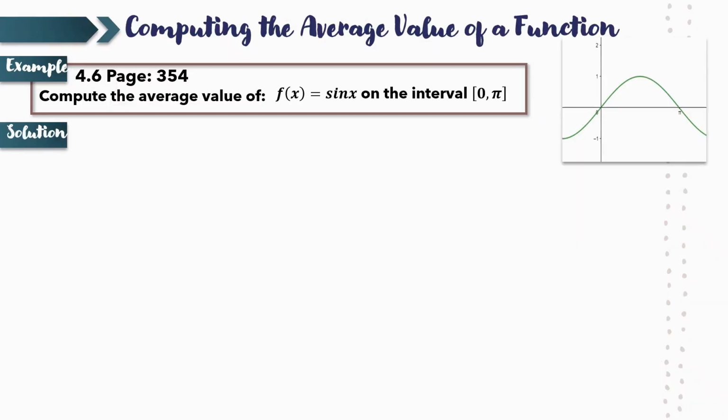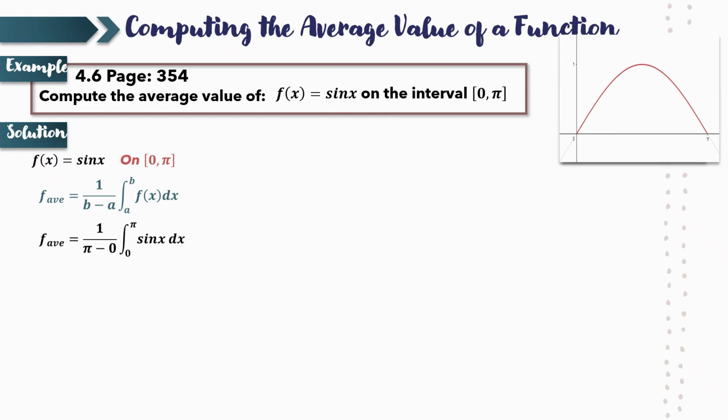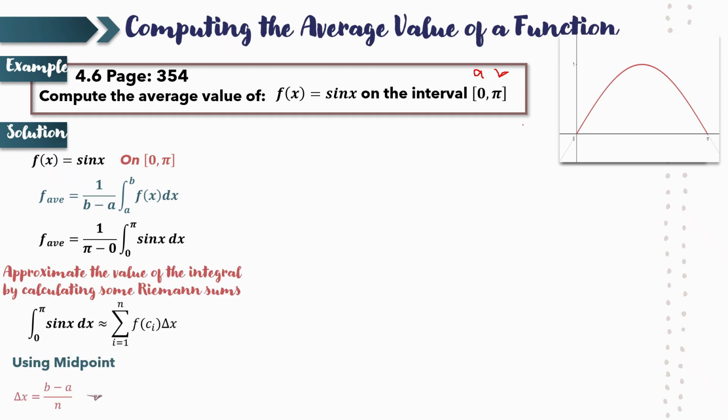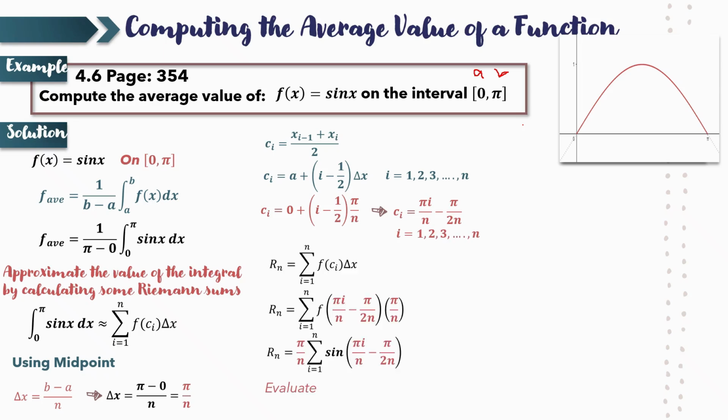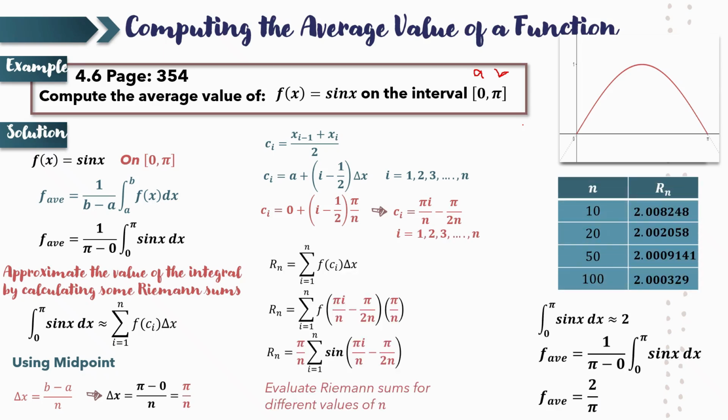So we are going to find the average value of f of x equals sine x on the interval 0 to pi. So let's go ahead. Our formula is 1 over b minus a, integral a to b of f of x dx, and you know what your a and what your b is. Your a is the lower limit and b is your upper limit. So when you substitute, you can use the calculator. You will get your answer as 0.6366198, or else you can use the Riemann sum.